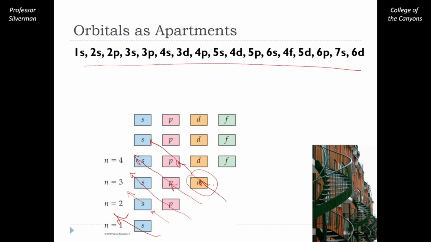Same thing, we'll continue on this way. We'll get to the 5s before we move up to the 4d's, the 6s, oh, and then finally we get to have f orbitals after we get all the way up to the 6th floor in terms of our s orbitals. If we don't like this method of remembering the order, we can also use the periodic table. I'll show some examples of that in just a little bit.